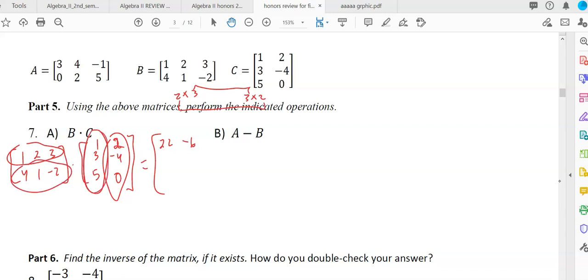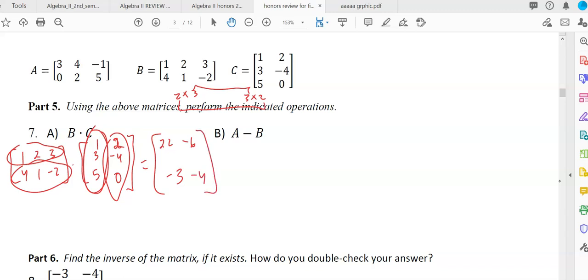Bottom row left will be 4 plus 3 plus negative 10. 4 plus 3 is 7, plus negative 10 is negative 3. 8 plus negative 4 plus 0 is negative 4.